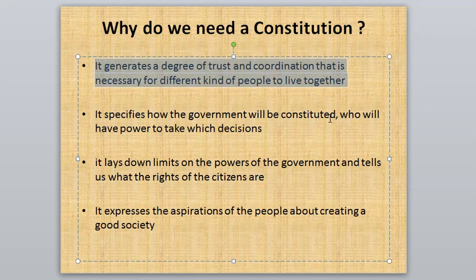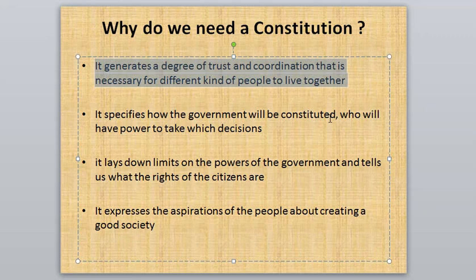So the constitution provides us the rule book. It generates trust among all the people, whether they belong to the black community or the white minority. Or here, when we talk about India, we don't have such racial discrimination. We have casteism and regionalism. Casteism is where SCs and STs are not treated properly.